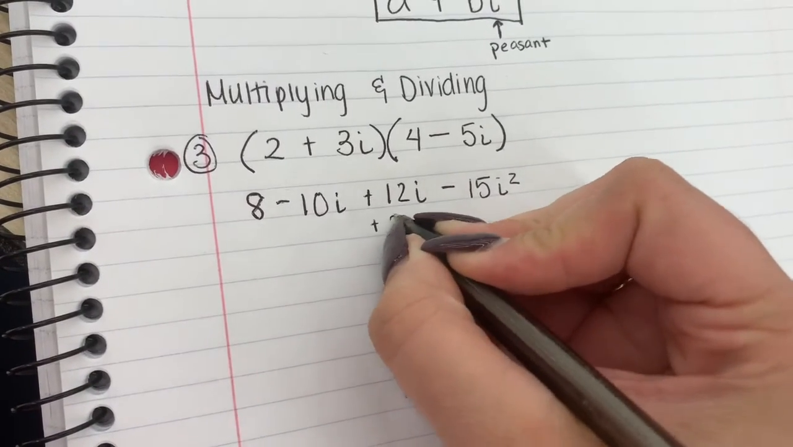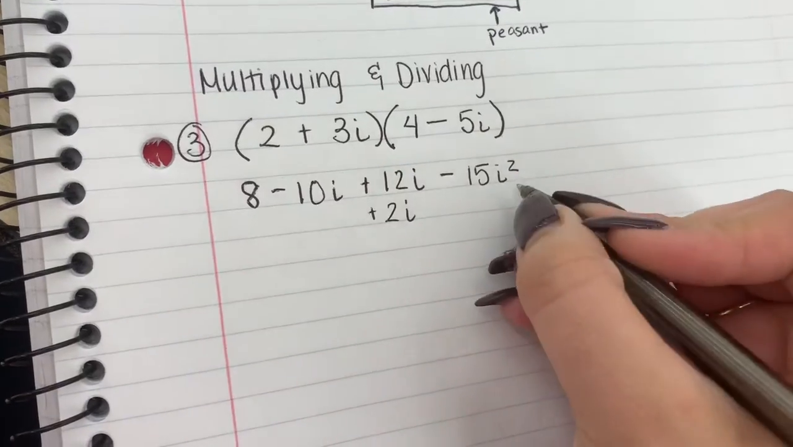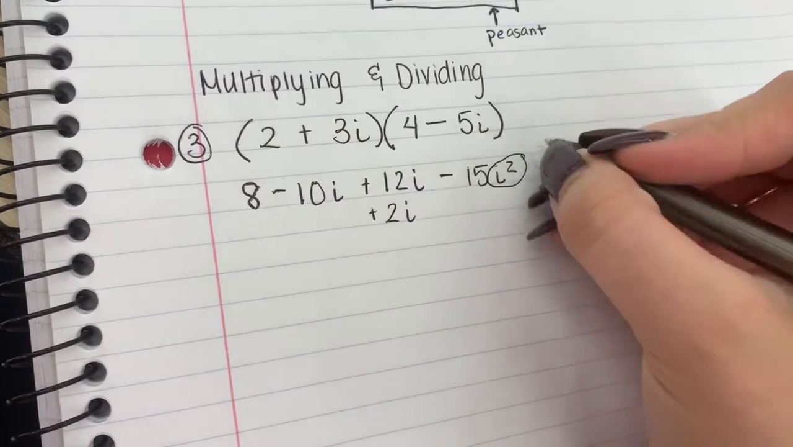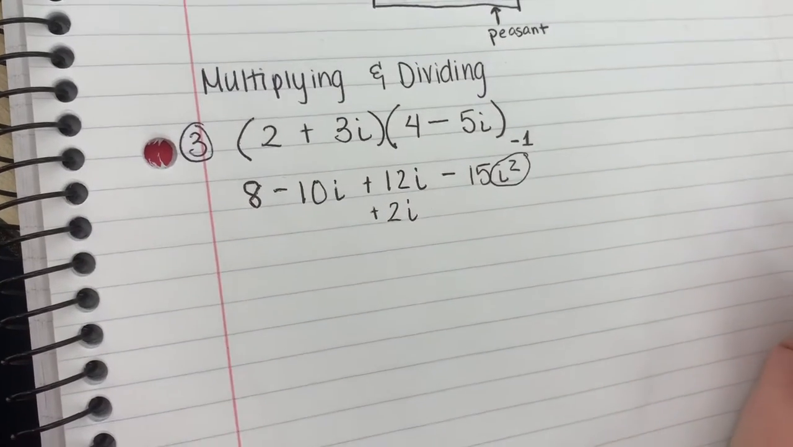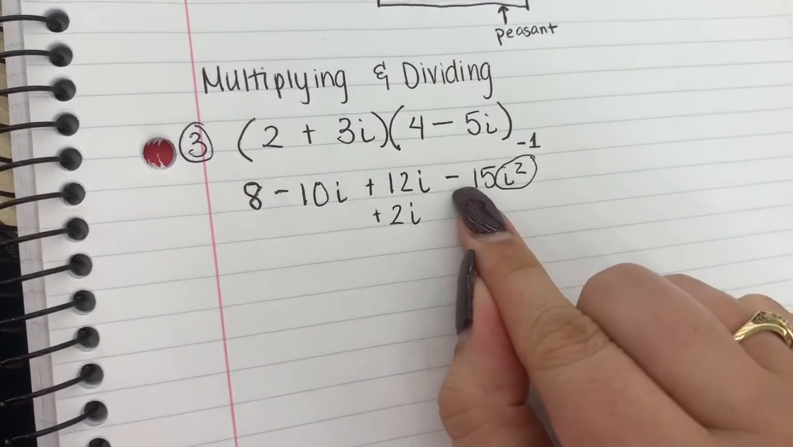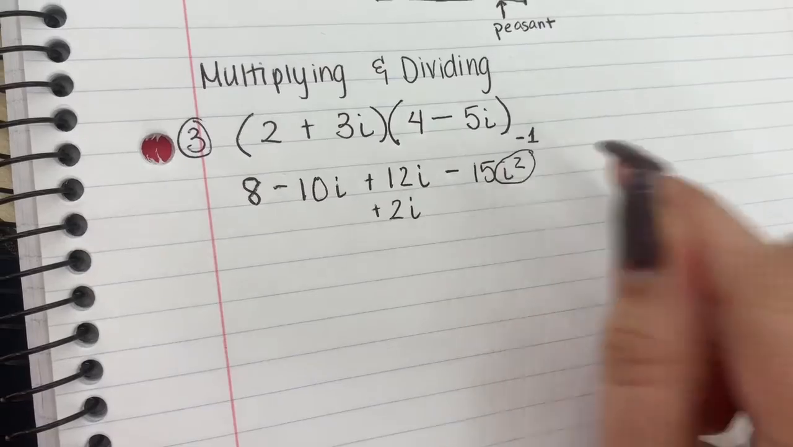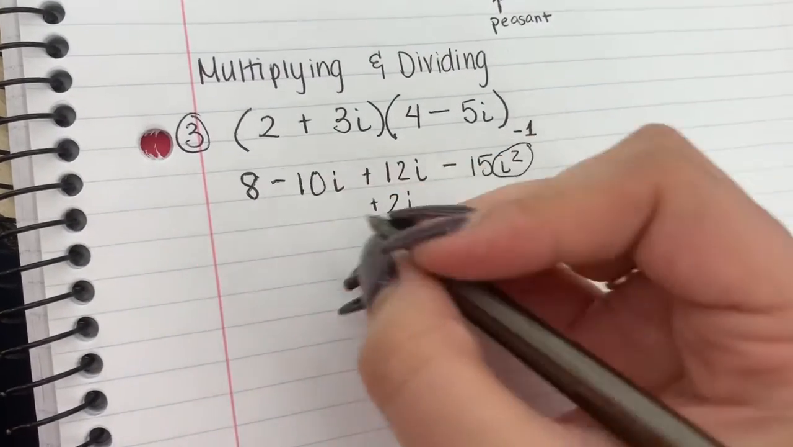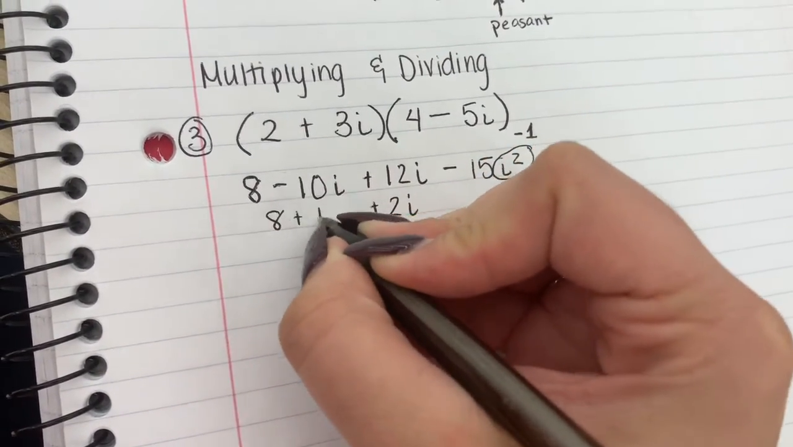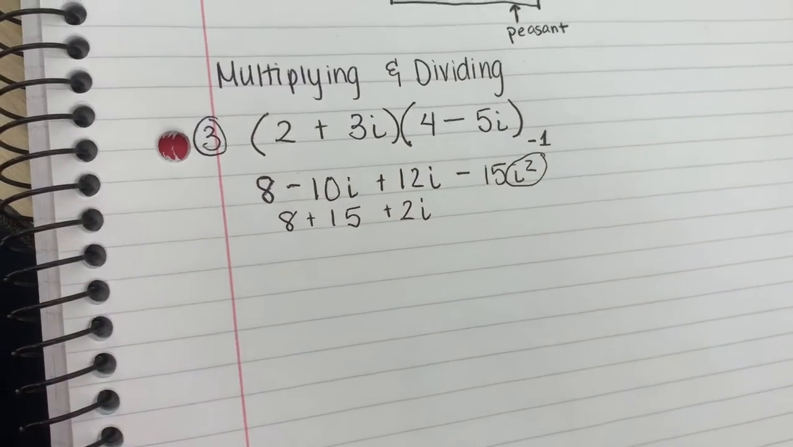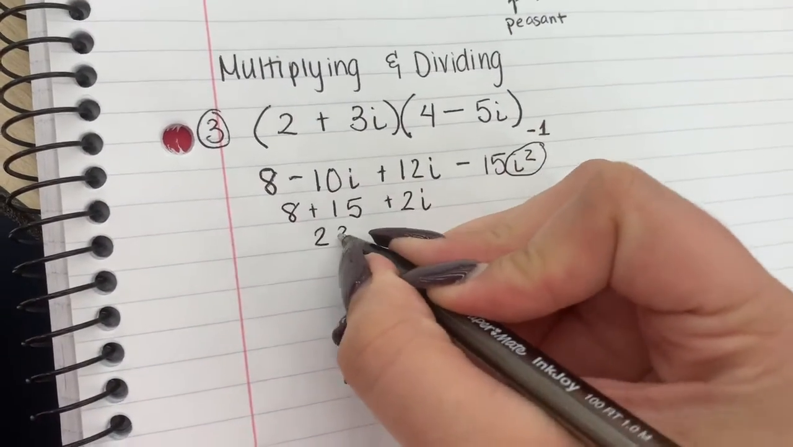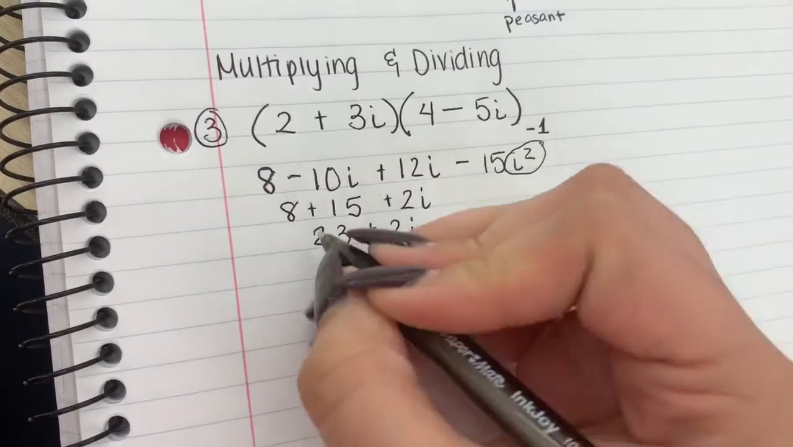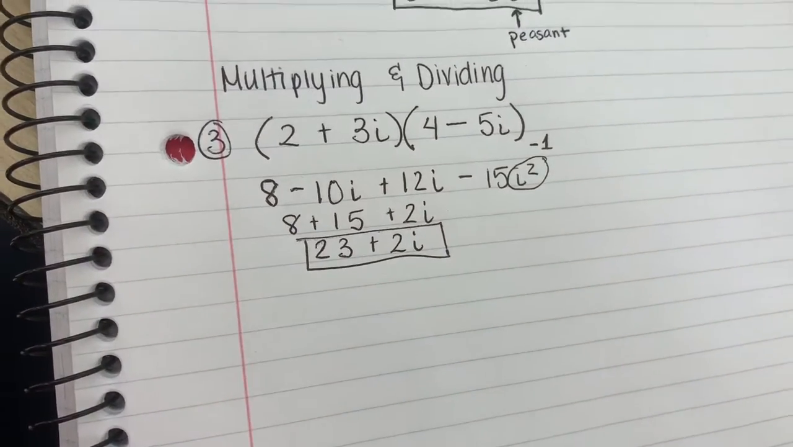In the middle here, let's combine like terms. Negative 10i plus 12i is 2i. I should look at this i squared and think, ew, that needs to be simplified. That's negative 1. So negative 15 times negative 1 is going to give us a positive 15. So I'm going to rewrite these whole numbers here. 8 plus 15 in the front. Now we just further combine like terms. 8 plus 15 is going to give me 23. So my final answer is 23 plus 2i.